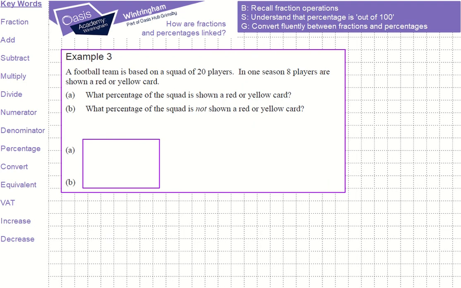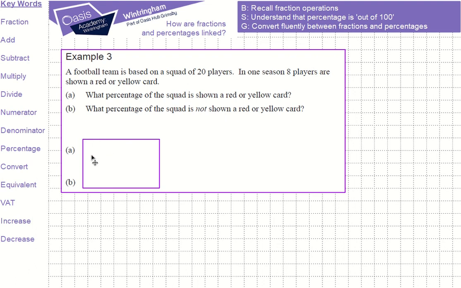And our final example, example number 3. A football team is based on a squad of 20 players. In one season, 8 players are shown a red or yellow card. So part A, what percentage of the squad is shown a red or yellow card? And part B, what percentage of the squad is not shown a red or yellow card?